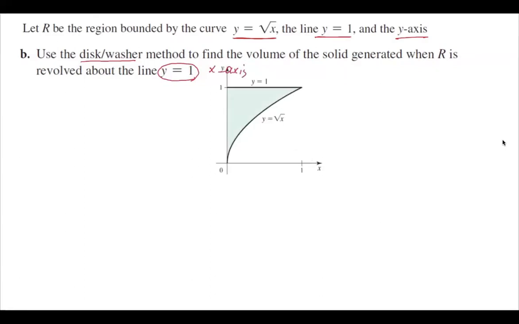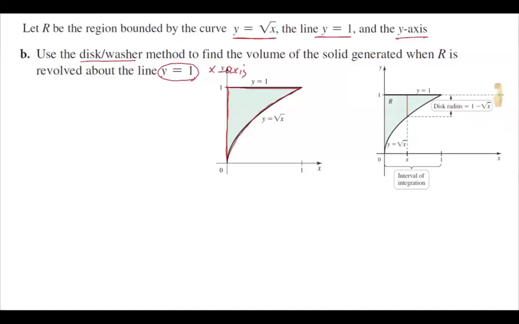So what do we have here? This is our object, this is our region that we have. y is 1, y is equal to square root of x. Then you have your y-axis, which is just right here. The intersection between these is the region that you saw here. Now you're revolving this about the line y equals 1 itself. You want to use the washer method, or in general, the disk method.